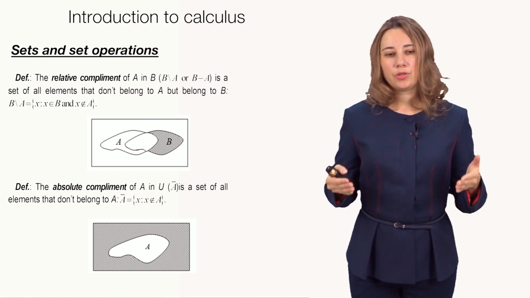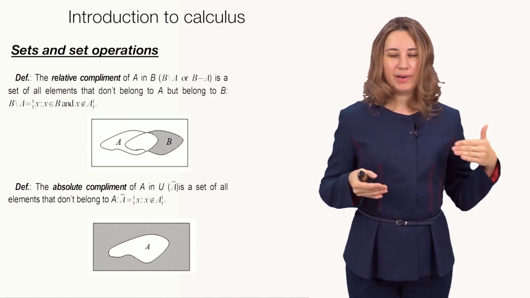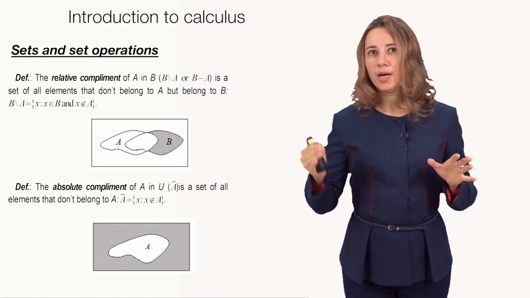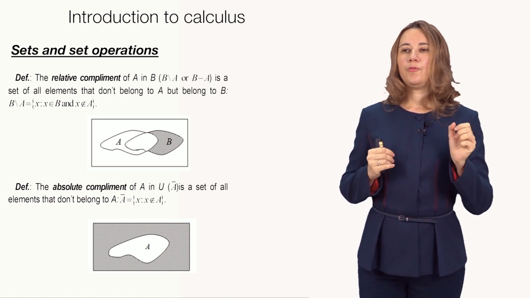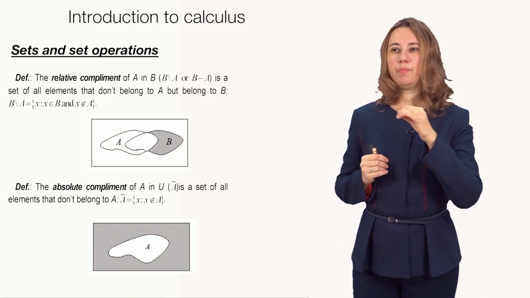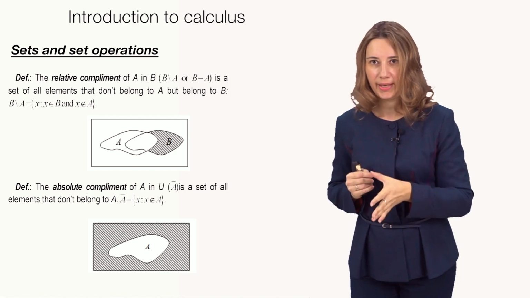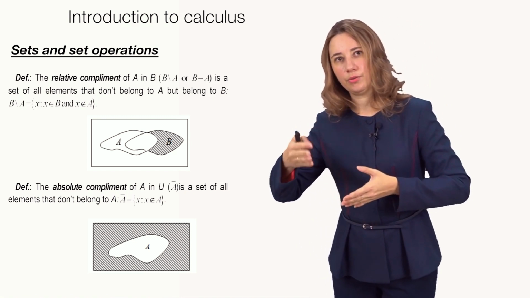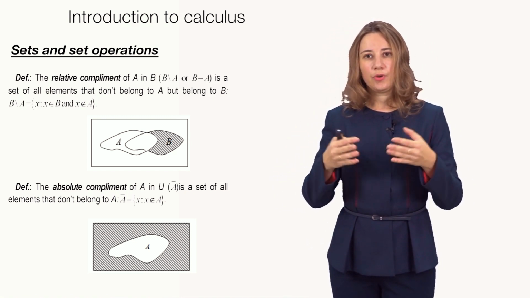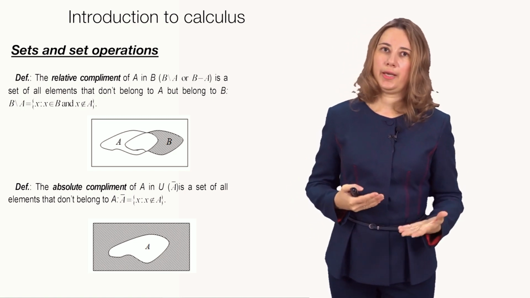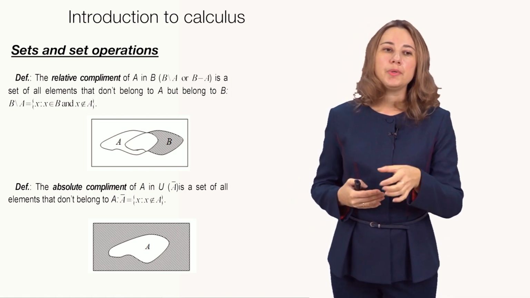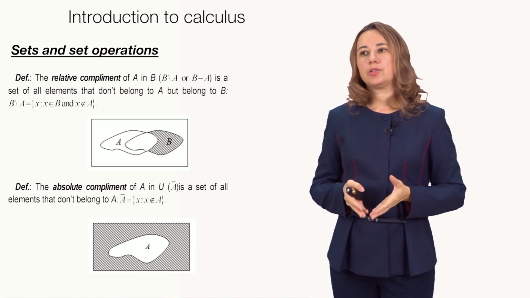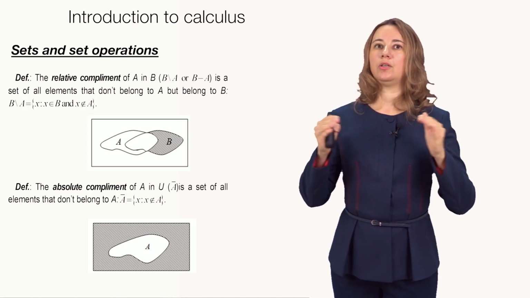The relative complement of A in B, or B minus A, is a set of all elements that don't belong to A but belong to B. For the relative complement, we shade the part of B that is not common with A. The absolute complement of A in the universal set U is a set of all elements that don't belong to A. This absolute complement should be read as not A. For the absolute complement, we take all elements that are not in A.